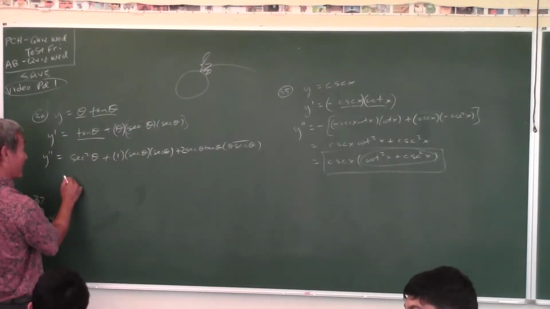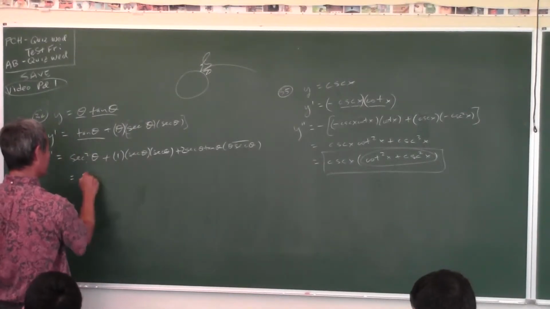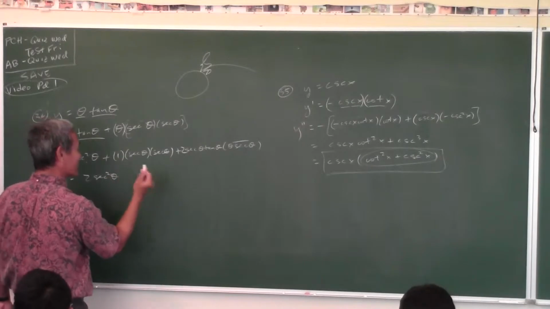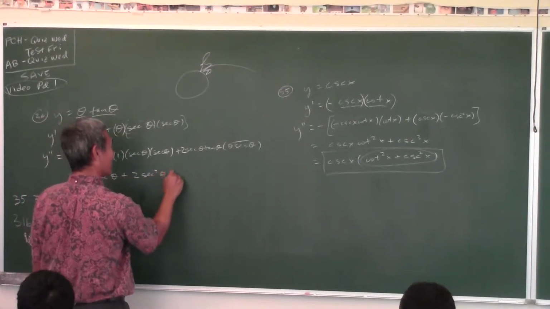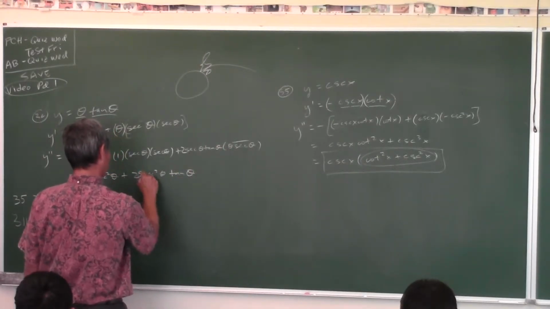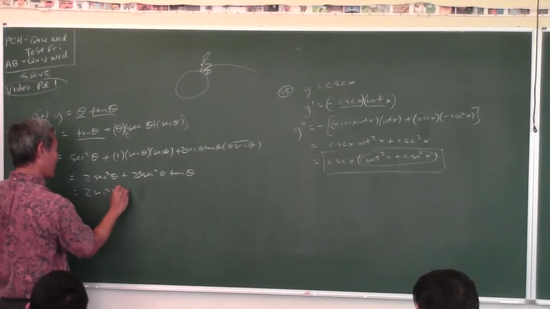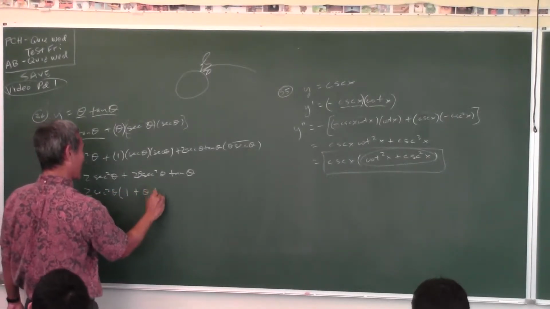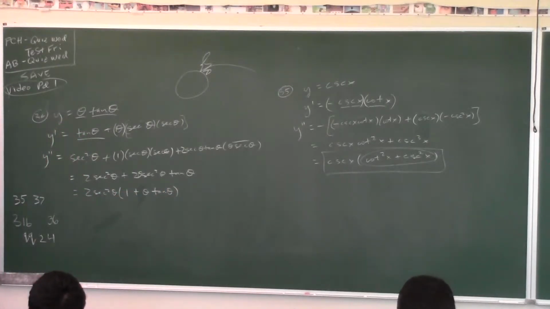Okay, so let's simplify this. I got 2 secant squared theta. I should leave the simplifying to you guys. Plus 2 secant squared theta tangent theta, except there's a theta there. And I factor out a 2 secant squared theta, and you're gonna get 1 plus theta tangent theta. There you go.